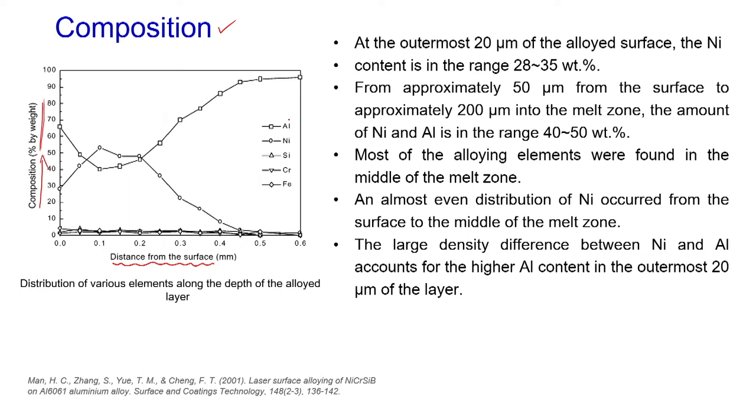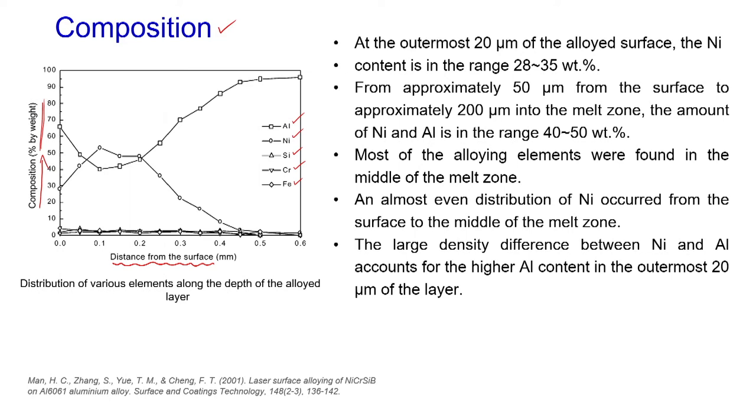On your screen you can see various line graphs. So the first is the aluminum. The empty square is aluminum, the empty circle is nickel, the empty triangle is silicon, the inverted empty triangle is chromium, and the rhombus is for the ferrous material.